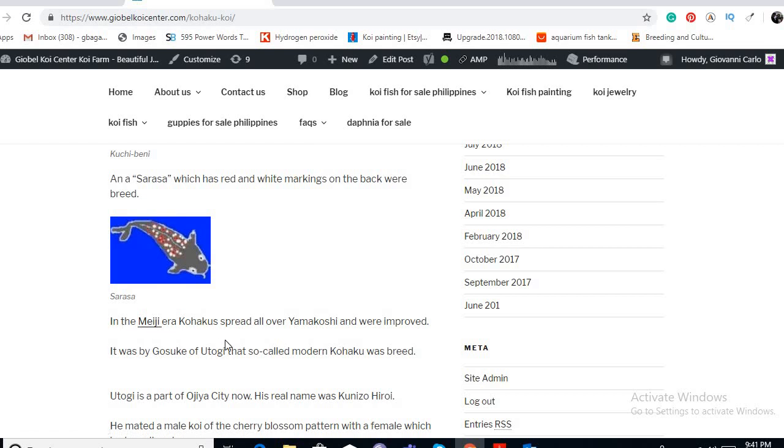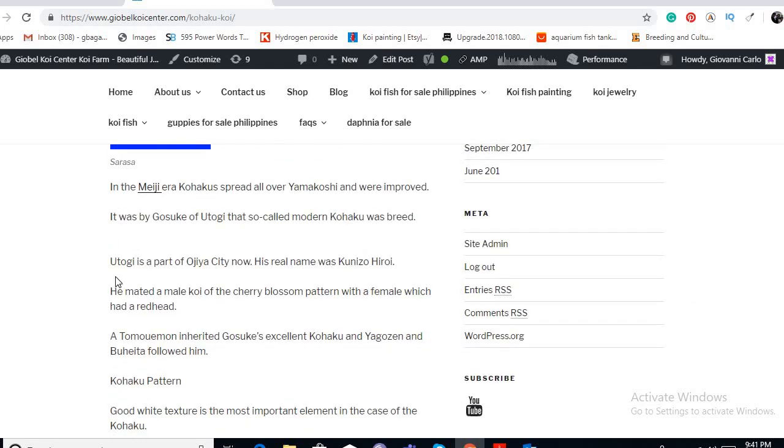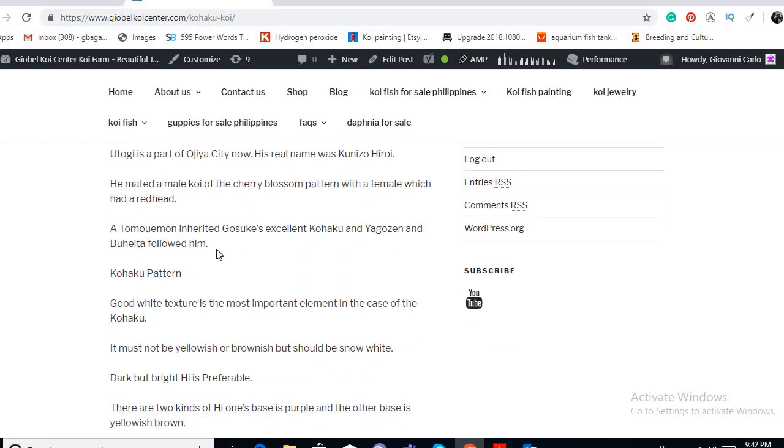So in the Meiji era, Kohaku spread all over Yamakoshi and were improved. It was by Mr. Gosuke, a breeder of Otsuki, that the so-called modern Kohaku was bred. Otsuki is a part of Hiya City now. His real name was Konisu. He mated a male koi with the cherry blossom pattern with a female which had a red head. At Tomyomon, he raised Gosuke's excellent Kohaku, and Yaguzin and Buita followed him.